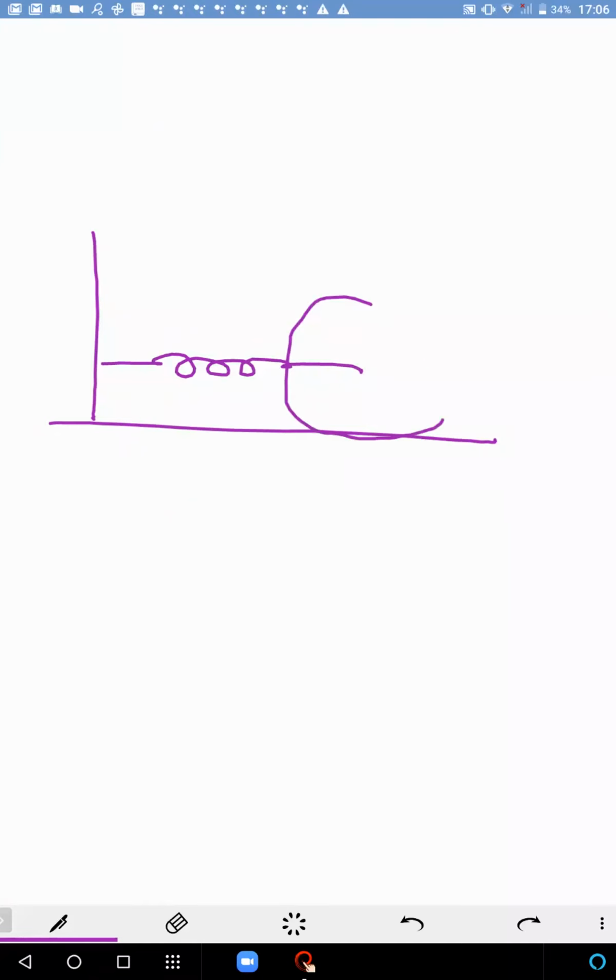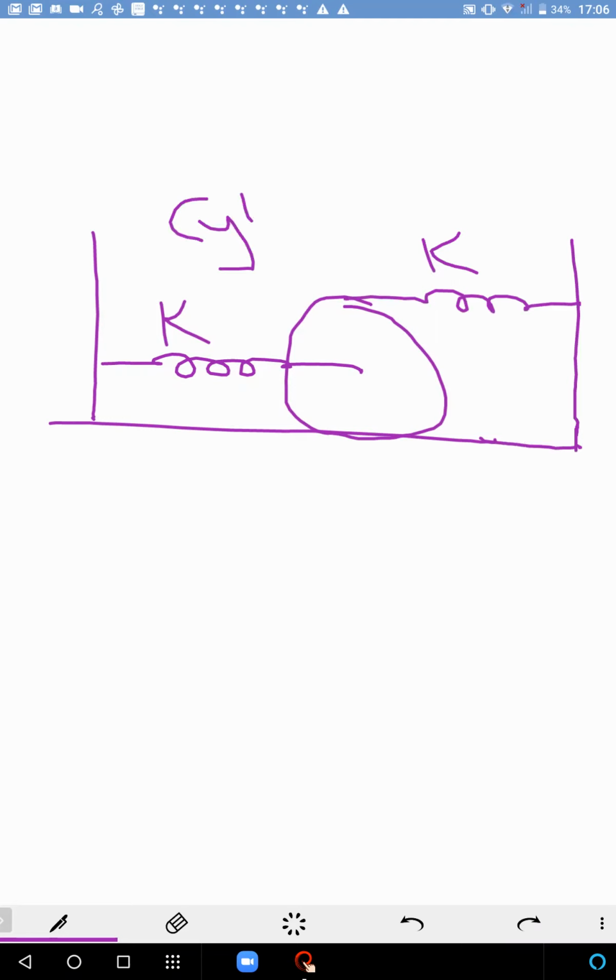So rotation plus SHM, let's take one. Okay, so let's take a question like this. Maybe this is K, and maybe this is also K. Okay, let's say this is a cylinder. Okay, cylinder का mass दिया है, radius दिया है, and we want time period, find time period.